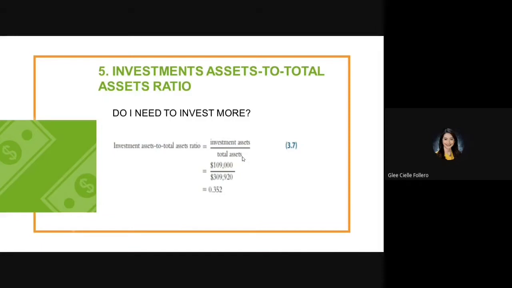A ratio of 10% might be appropriate for people in their 20s, 11 to 30% in their 30s, and about 30% for people in their 40s. So as you age, dapat lumalaki yung inyong investment assets sa total assets ratio. 50% or higher is desirable. So in our example, the ratio is only 35.2%. So, hindi enough yung investment niya compared to the total assets.